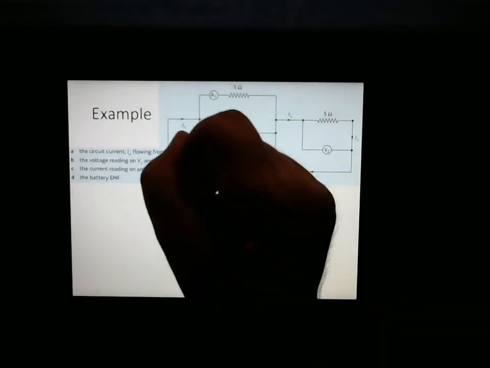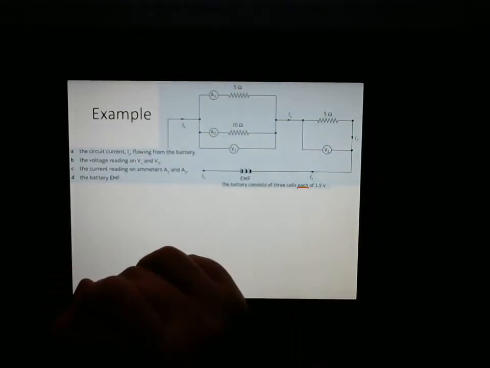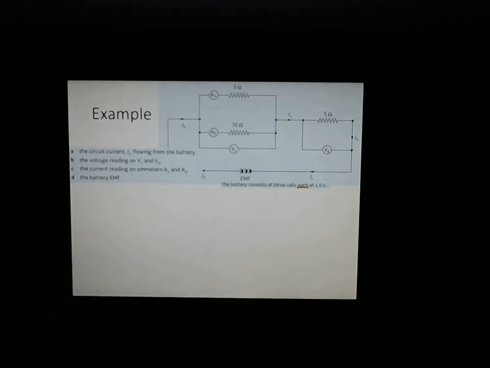Remember that there was a line coming underneath that, but I had to put the bit over the top of it. We want to know what is the circuit current, what is the voltage reading, what is the current reading, and what is the battery EMF.